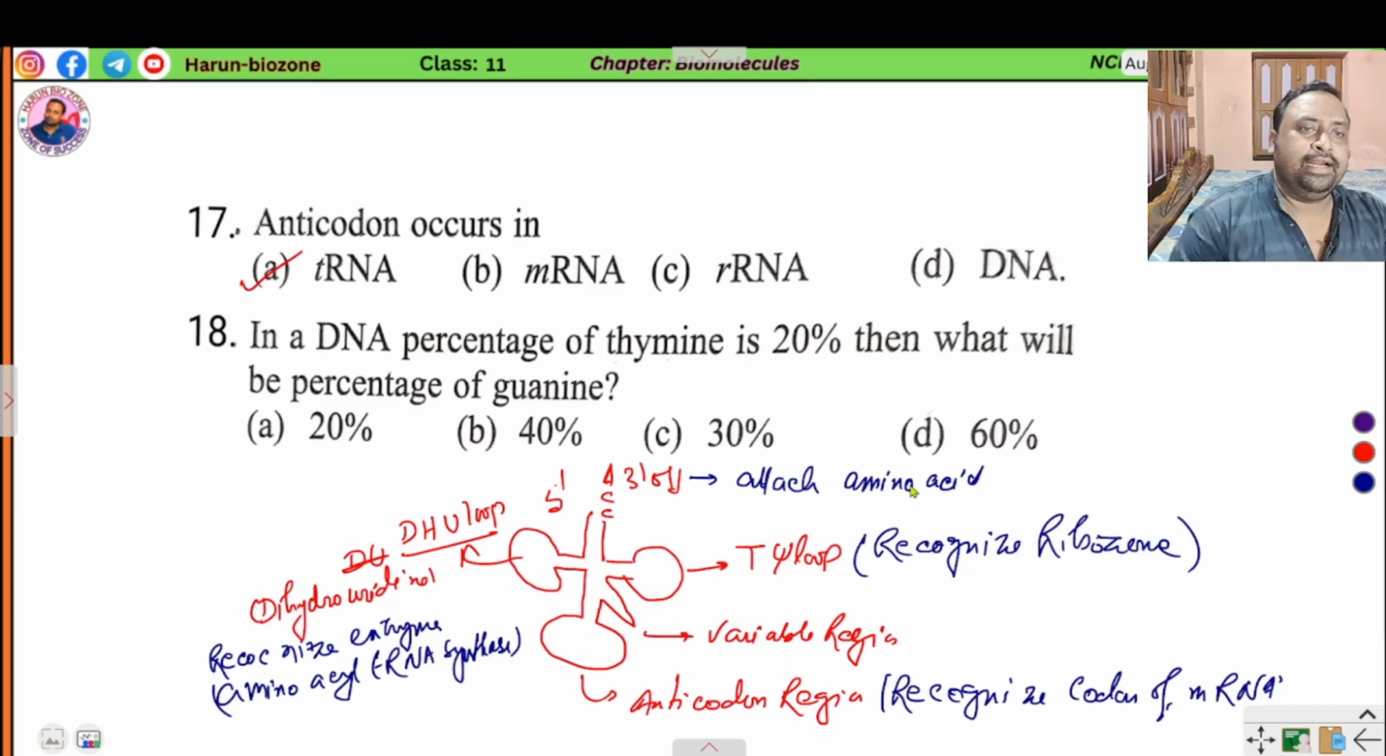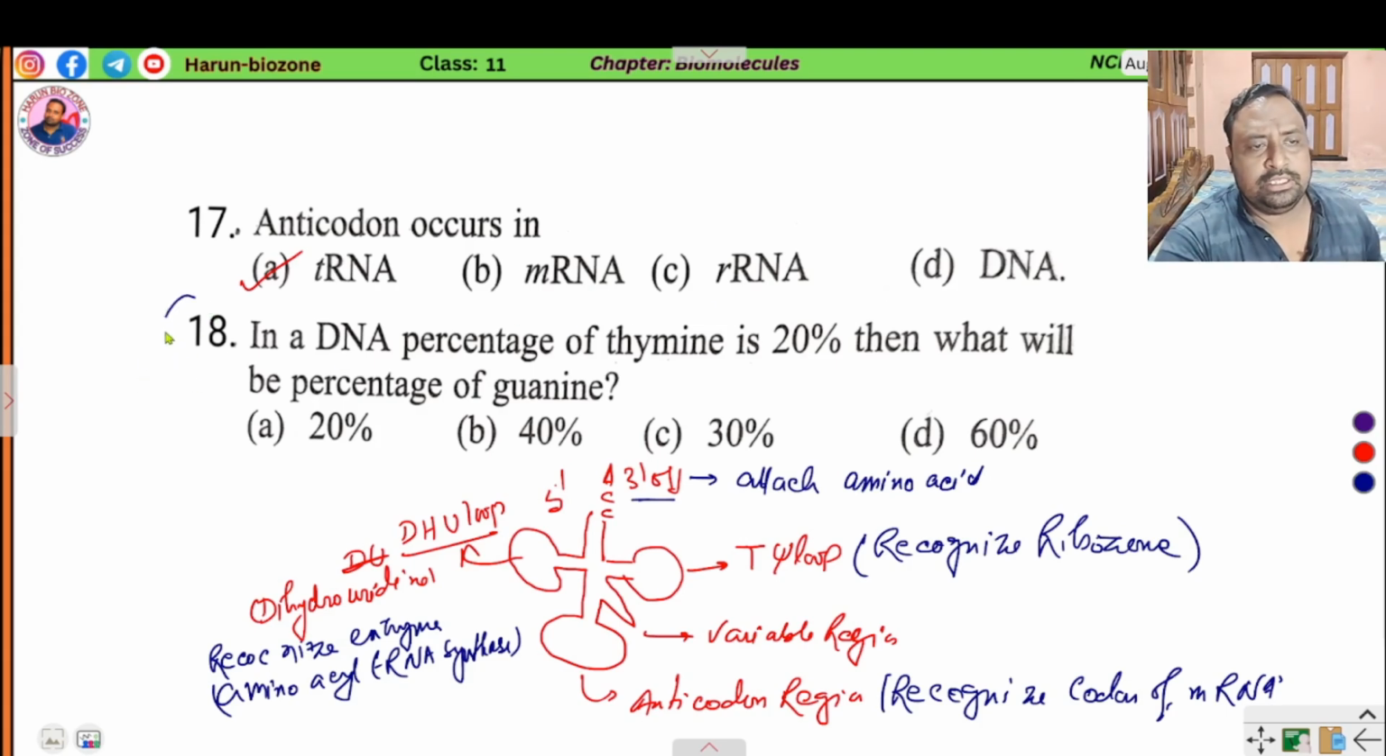So anticodons occur in tRNA. This is the clover leaf model of tRNA, where the 3 prime hydroxyl end is attached to an amino acid. The DHU loop recognizes aminoacyl tRNA synthetase. The T-psi loop recognizes the ribosome, and this is the variable region, which changes in different tRNAs, and the anticodon recognizes the codon of the mRNA.